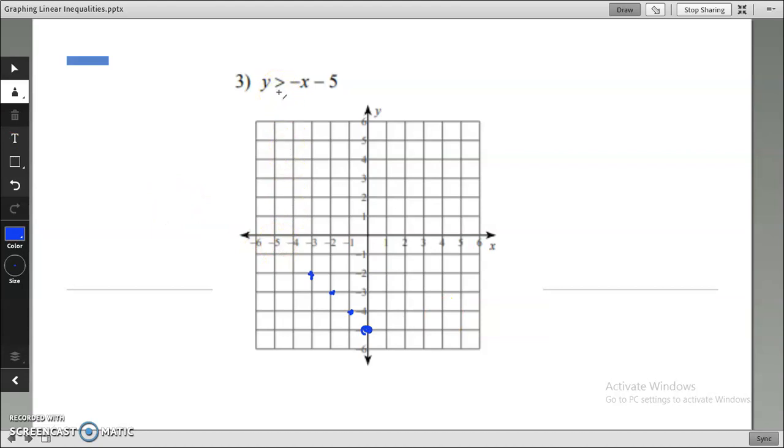Why? Well, because I don't have an equal to sign. So I can just keep making little dots all the way. So there is my line. Now it says greater than. So what does it mean to be greater than? Well, that means that everything above the line should be shaded. And so now let's test it out on our graphing calculator to make sure that I did not make any mistakes again.